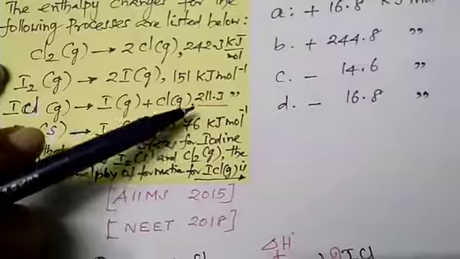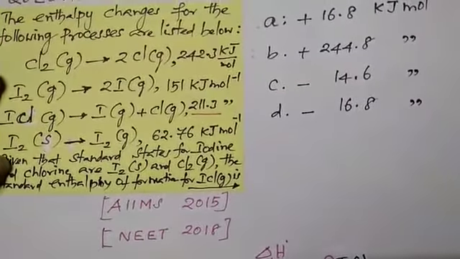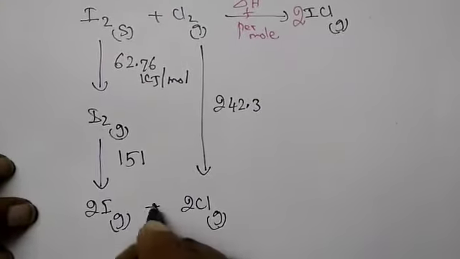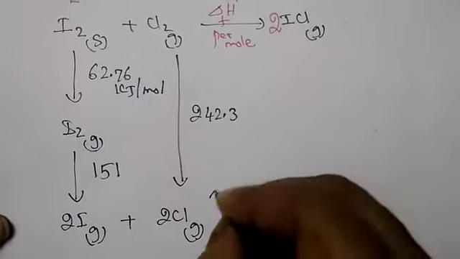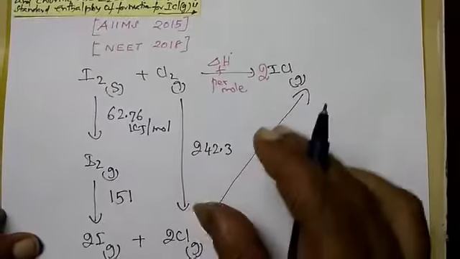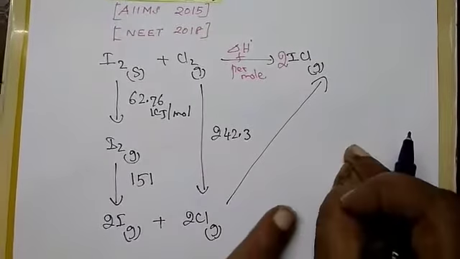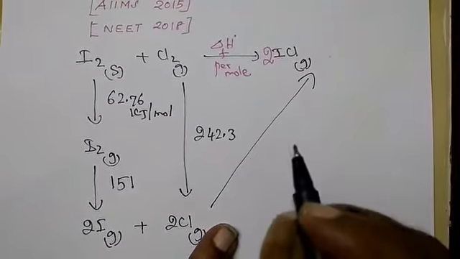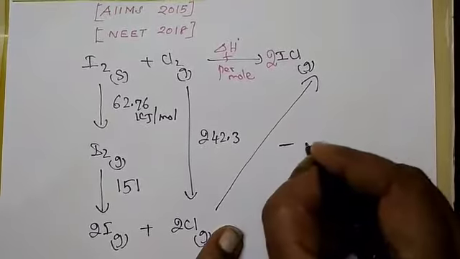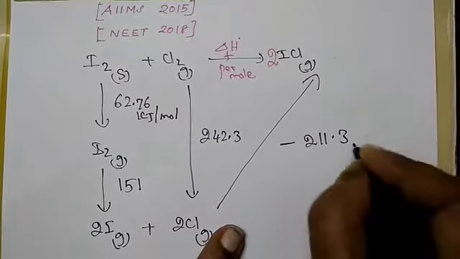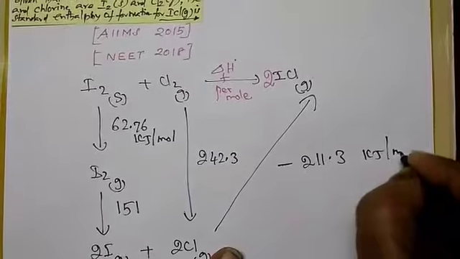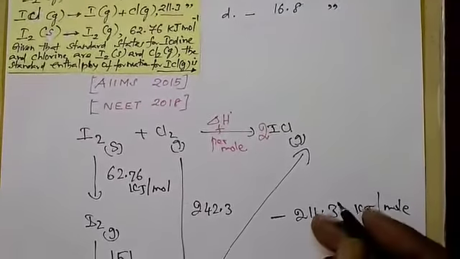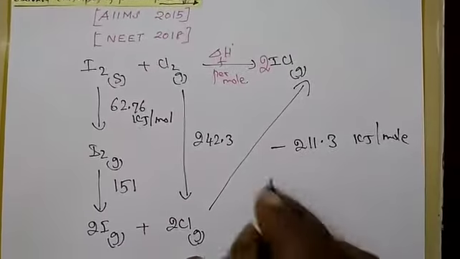So that data I have specifically underlined. Now let us go and see here. What we want is iodine plus chlorine gives ICl. This is what we want to write. How it is given is in the form of reverse. Because it is reverse, plus means I have to take it as minus 211.3 kilojoule per mole. So why am I taking the minus? Because we want formation. It is given as dissociation. So I have taken it in the form of reverse.